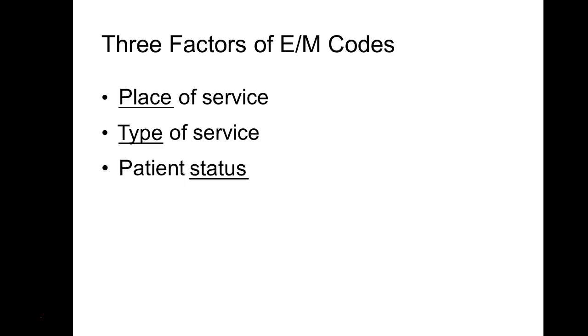And then the patient's status. The patient's status, we're talking about new versus established patients, patients that have not been seen there ever or have not been seen in 3 years, and patients who have been seen within 3 years. And then what we call initial and subsequent, the first visit and all of the other visits.